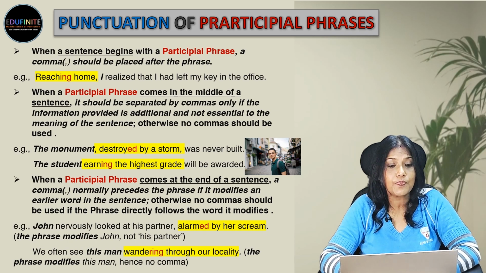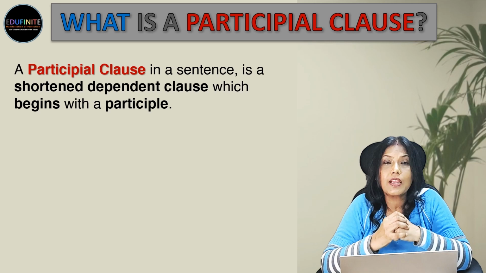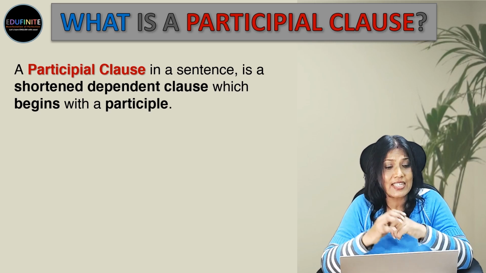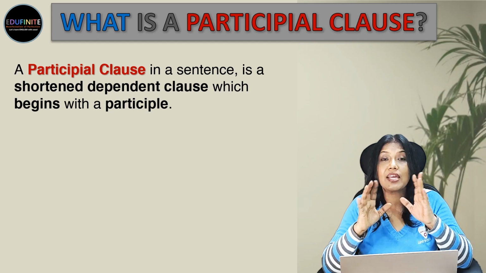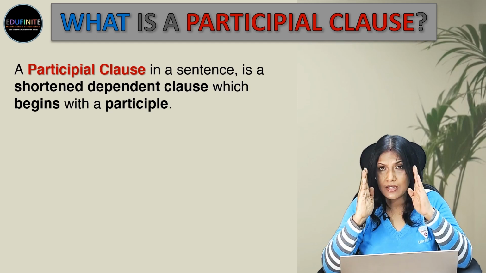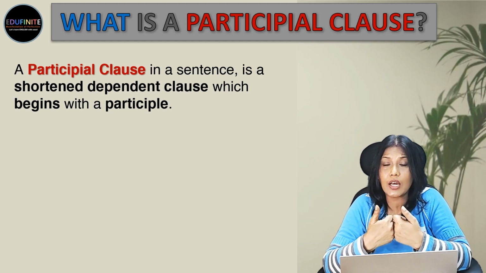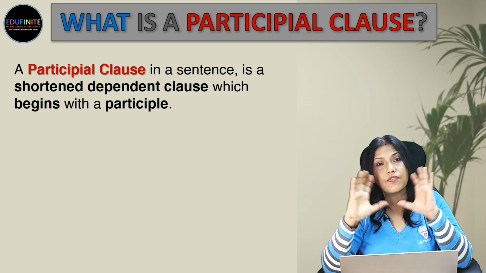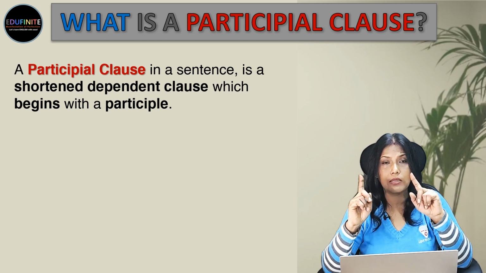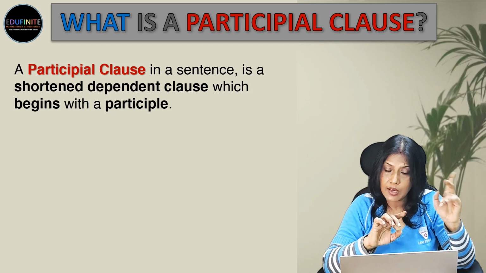Next we come to what is a participial clause. A participial clause in a sentence is a shortened dependent clause which begins with a participle. So it's a dependent clause. That means it won't be able to give the whole idea on its own. It will have to depend on an independent clause to give the complete idea. But that dependent clause is shortened and it begins with the participle.